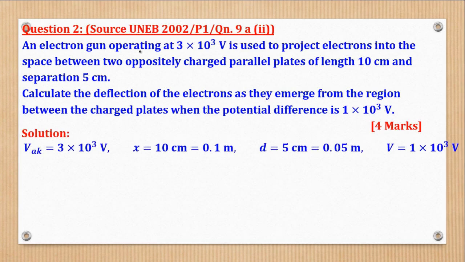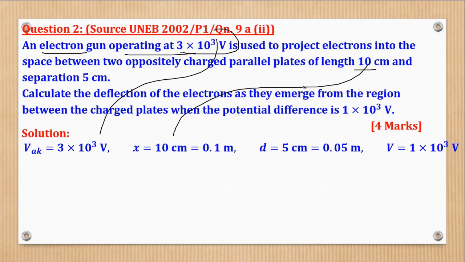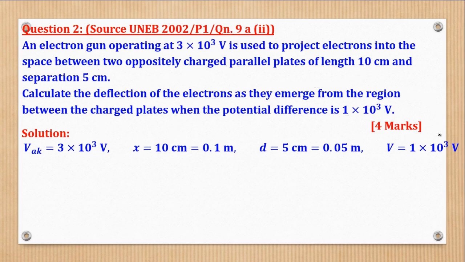So if you look at this electron gun operating, so this will be the accelerating PD. Then here they talked about length, so length is x. Then they talked about separation, separation is small d. Then they talked about the PD between the plates, and that is V. So you should make sure that you use the symbols correctly. Don't interchange the meaning.